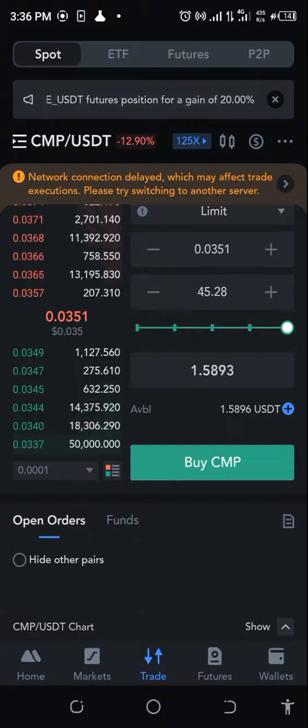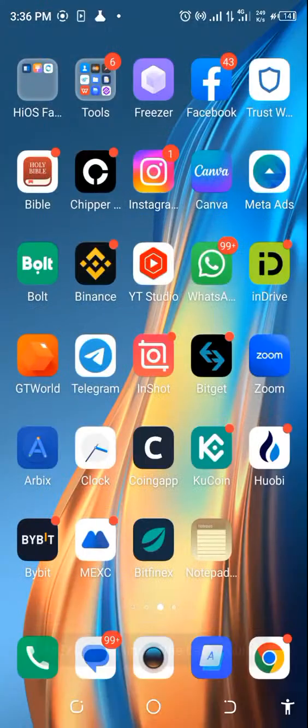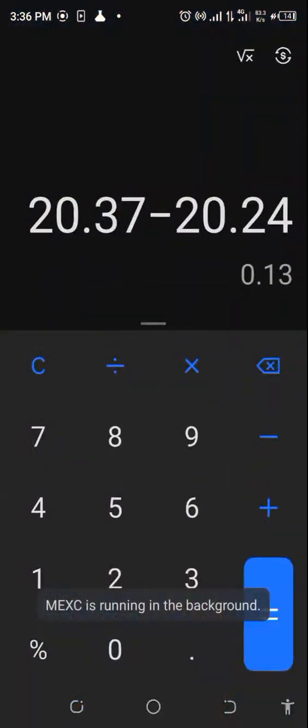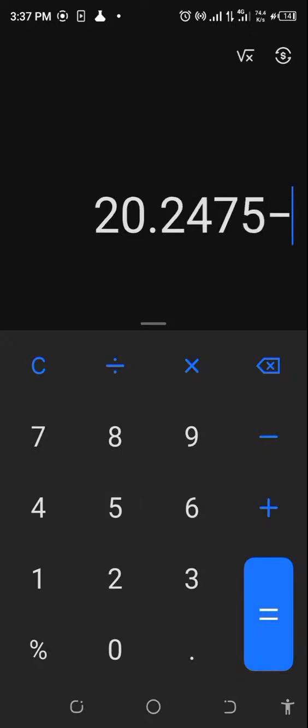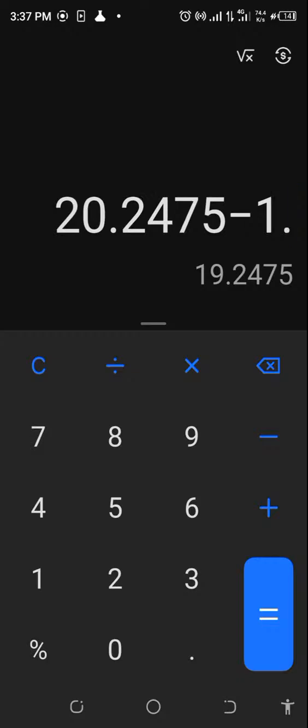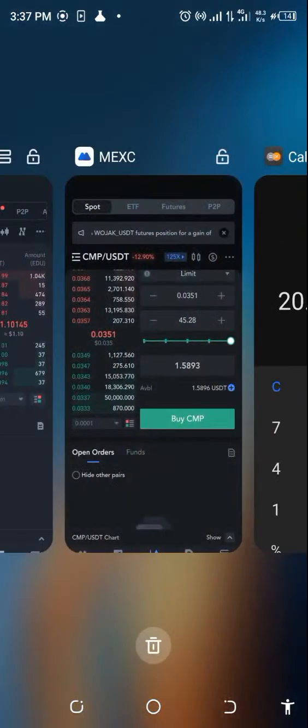So it was 20.247, all right? That was the price. That was what we had before, okay? So if I had 20.247, I think 2475, yes, minus, right, what we have is 1.58. Let's just go check what this is.